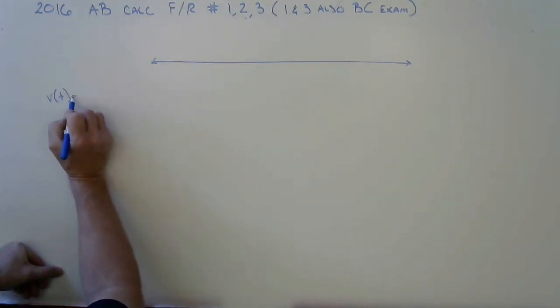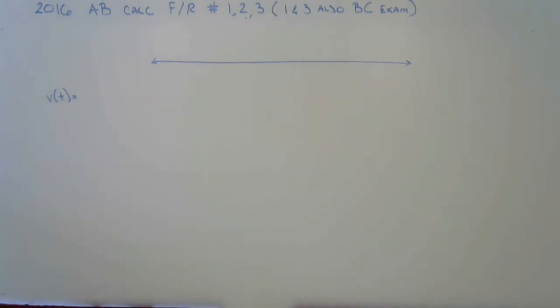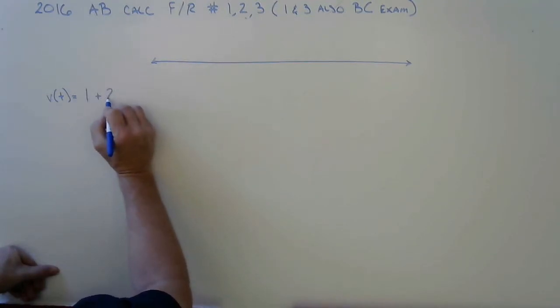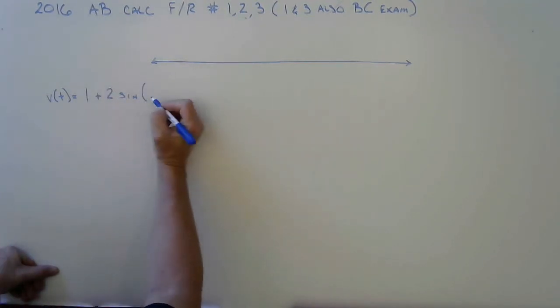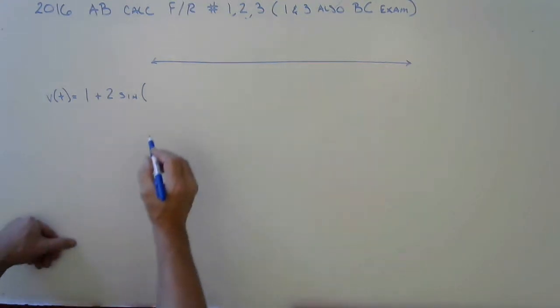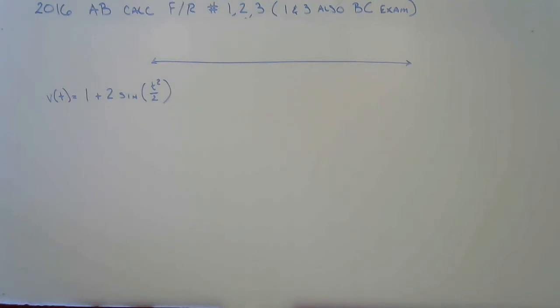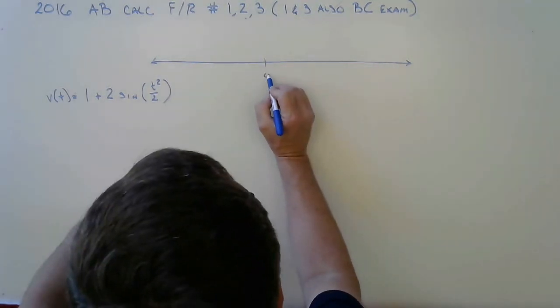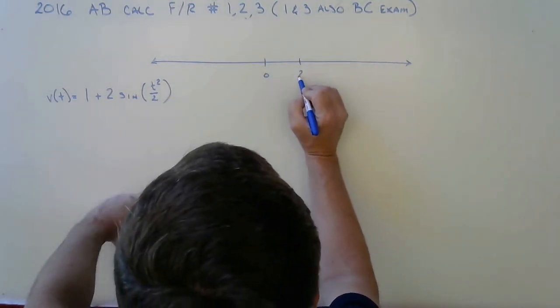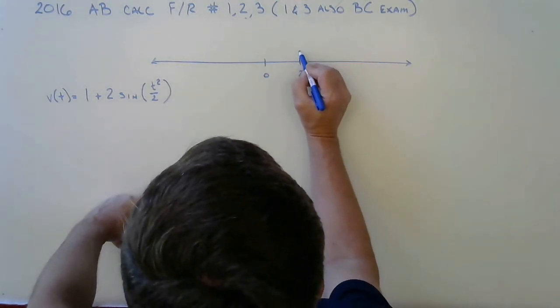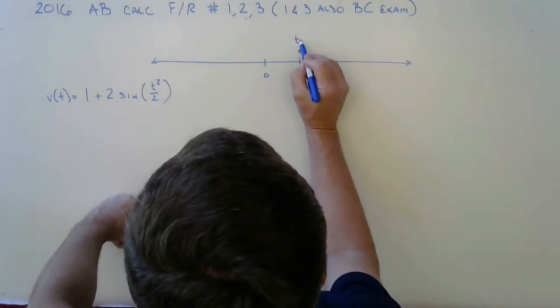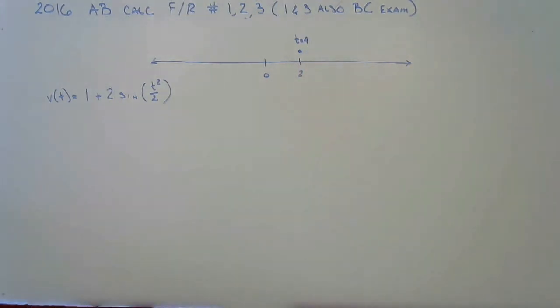Now this is a calculator question, so don't panic over this function. V of t is 1 plus 2 sine of t squared over 2. All right, so that's the velocity of our function. And they tell us that at time equals 4, right, here's 0. We're going to call this 2. Our particle is right here when t equals 4. That's all we know, right?